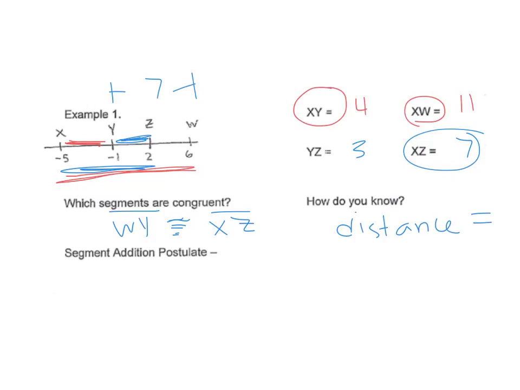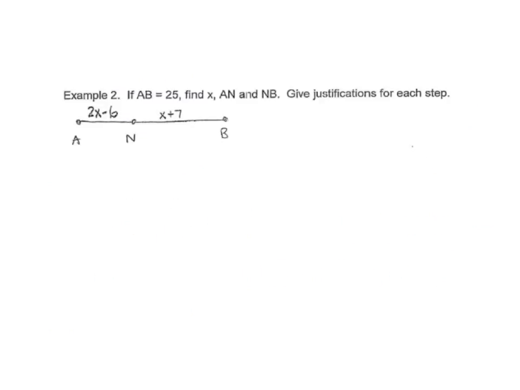The segment addition postulate says that if you have a segment with endpoints A and B, and C is between A and B, then AC, the distance, plus BC, the distance, equals AB. Example 2 says the distance between A and B is 25. You should mark it on the diagram. If something is not marked but is in the directions, always mark it. Find X, the distance between A and N, and the distance between N and B, and give justifications for each step.